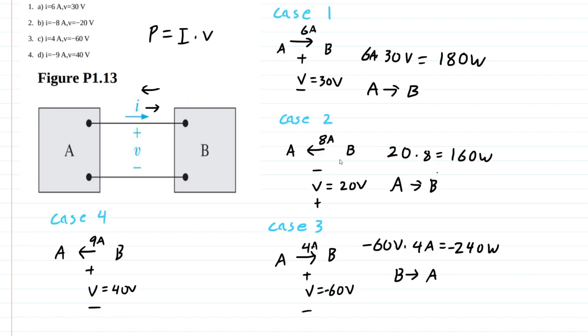So it's going to end up with a negative amount of power being transferred from A to B. Once again, we're going to say it's being supplied by B to A. So anyway, we have -9 times 40, and that ends up being minus 360. And the power is being supplied by B and dissipated by A.